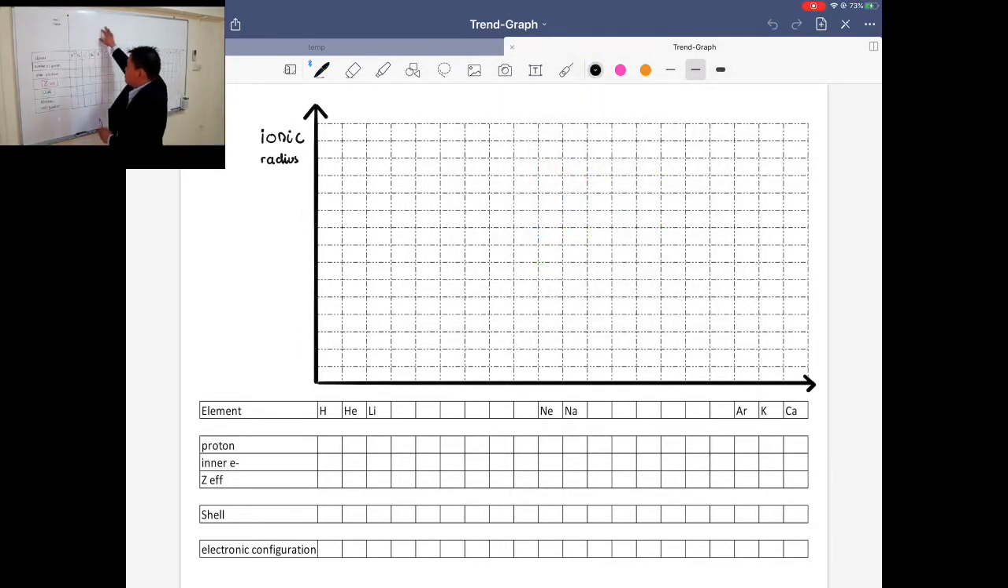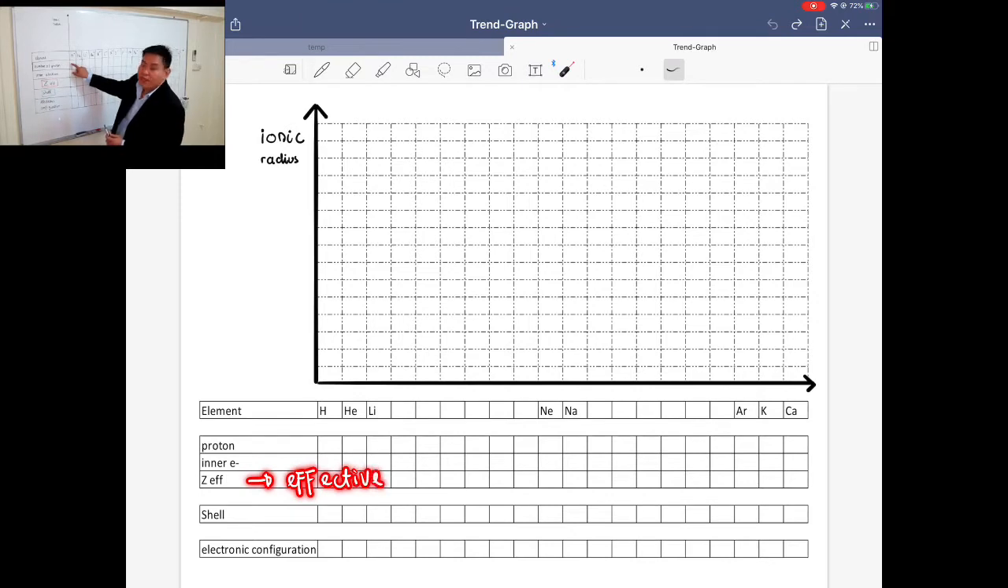To draw the graph, we need to fill up the first 4 rows. We are going to ignore the last row here. Electronic configuration has very little effect on the ionic radius, so we just take care of the last two, which is effective nuclear charge and the number of shells. The first 2 rows are to help you calculate the effective nuclear charge.